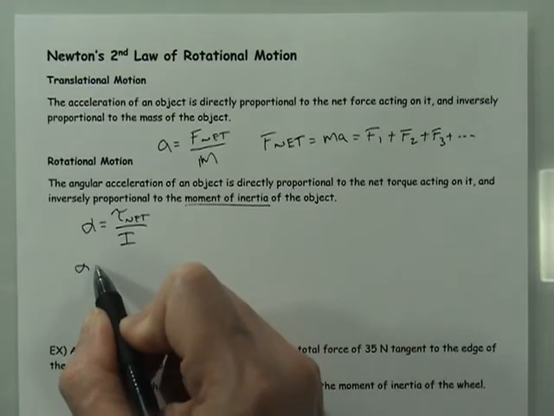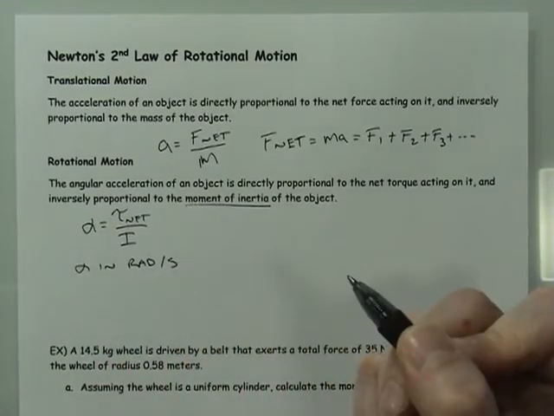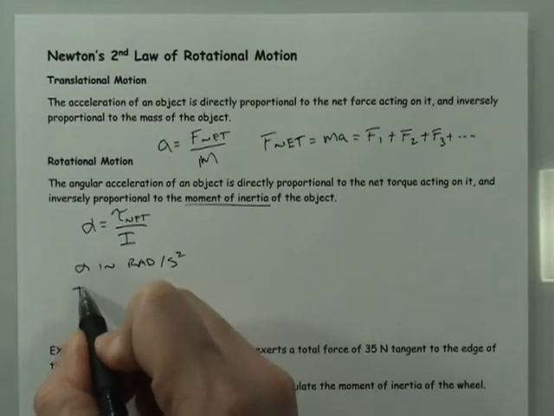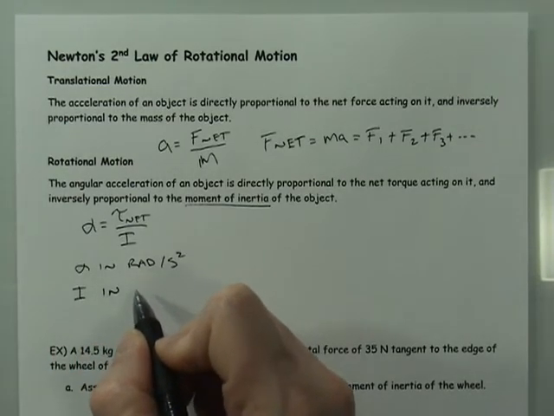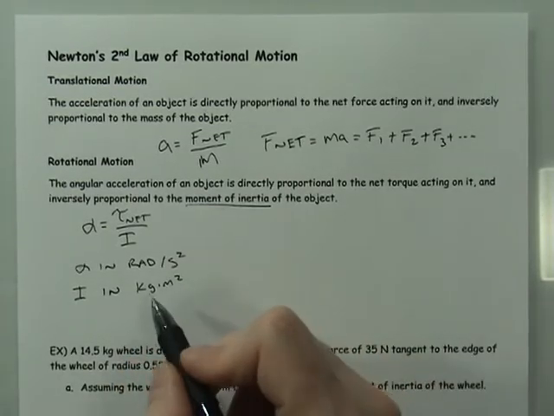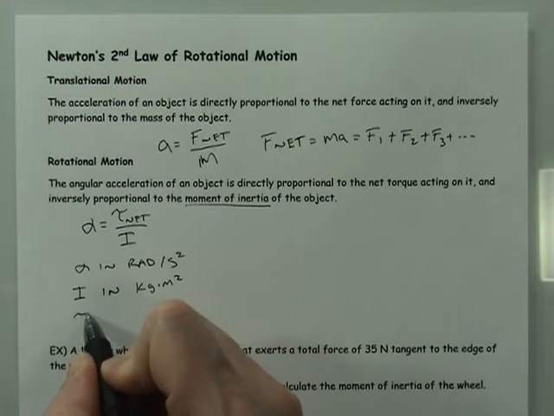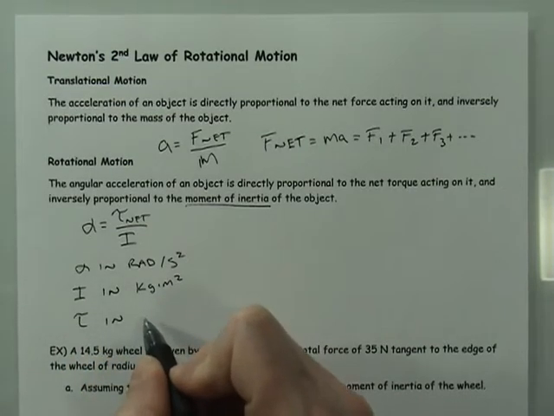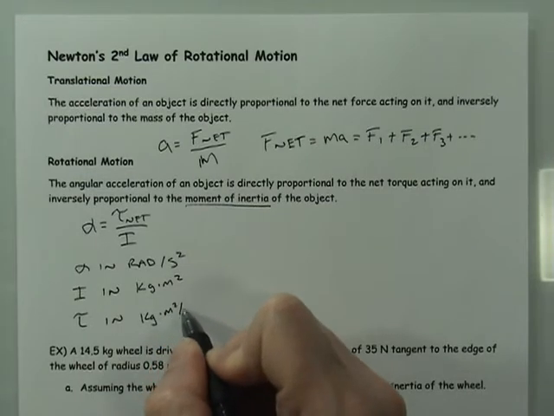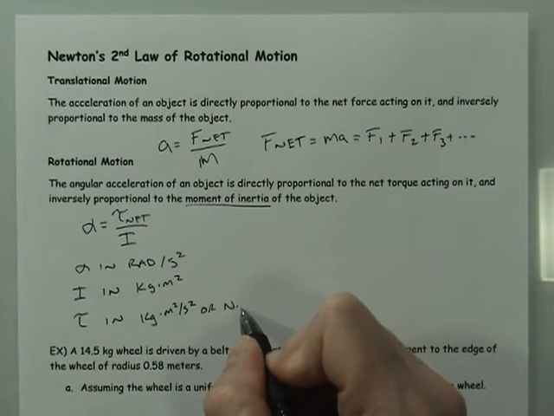So alpha is going to be in radians per second squared. It's an acceleration. I is the moment of inertia, and this is a kind of a new property. That is going to be in kilogram meters squared. We'll revisit that in just a moment. And then finally, the torque is going to be in a couple of options. It could be either kilogram meters squared per second squared or Newton meters.